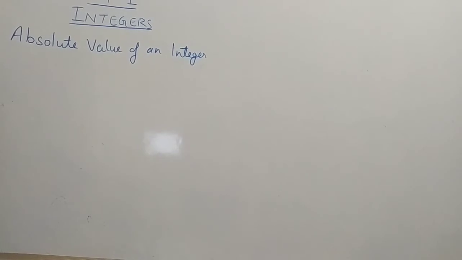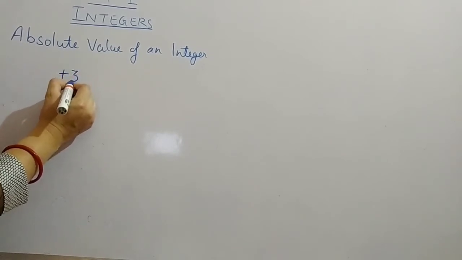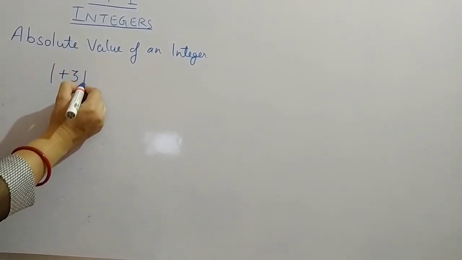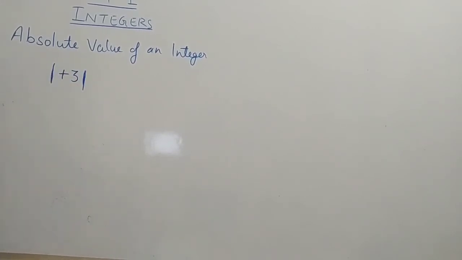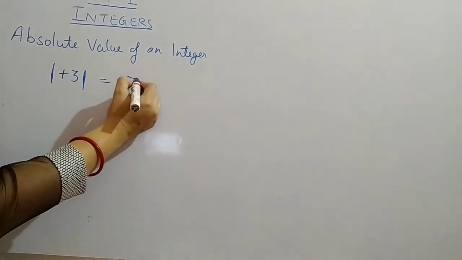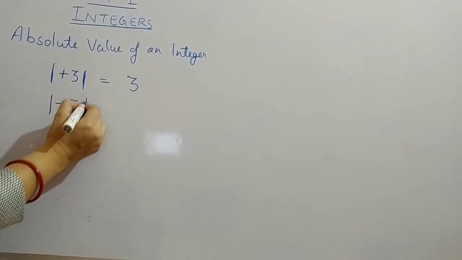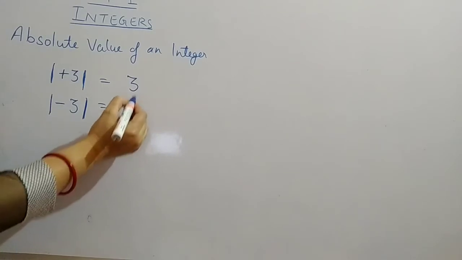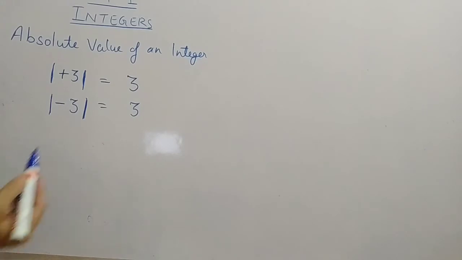After comparison of integers, we have the absolute value of integers. Absolute value of an integer means only the numerical value of the integer. So if you have any integer, suppose +3, the absolute value symbol will be like this. You have to put a little bit thick line here. So the absolute value of +3 will be 3. We will ignore the symbol here. Then the absolute value of -3 will be 3. Only the numerical value we have to take, whether the number is positive or negative, we take only the numerical value of that number.